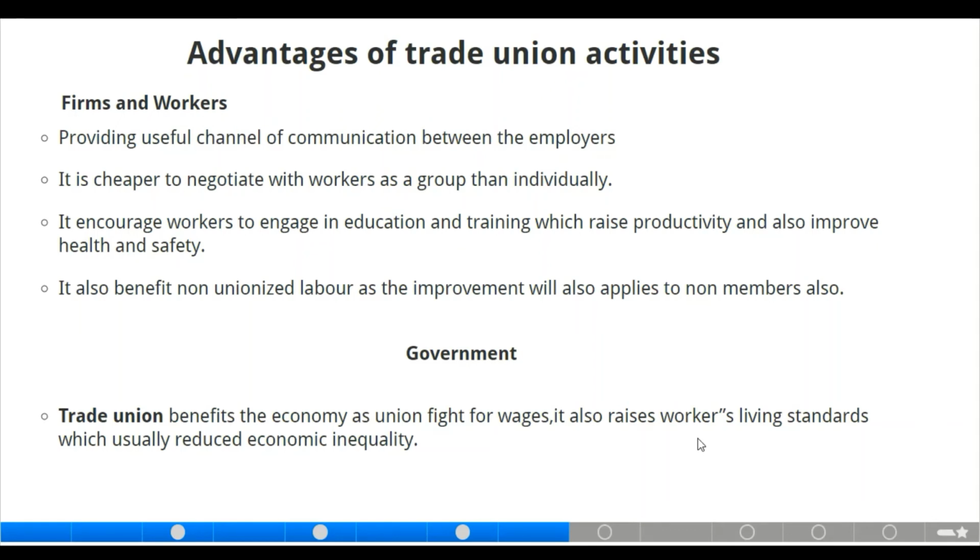Now, it also encourages workers to engage in education and training, which raise productivity and also improve health and safety. Of course, it also benefits non-unionized labor, as the improvement will also apply to non-members. Now move to the government. Trade union benefits the economy as unions fight for wages. It also raises workers' living standards, which usually reduces economic inequality.